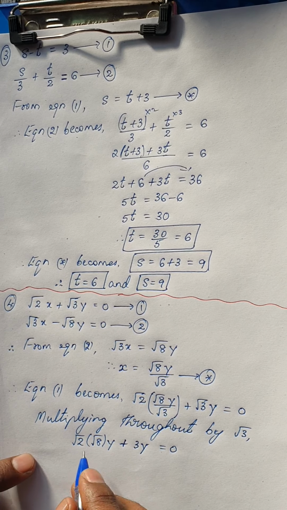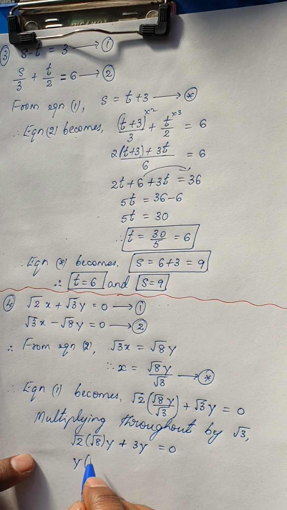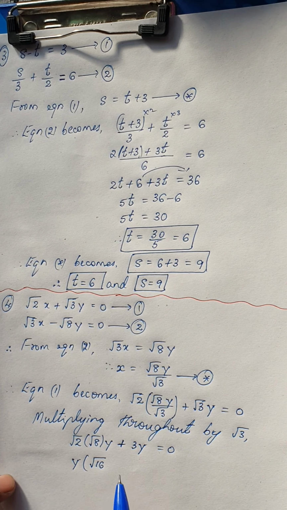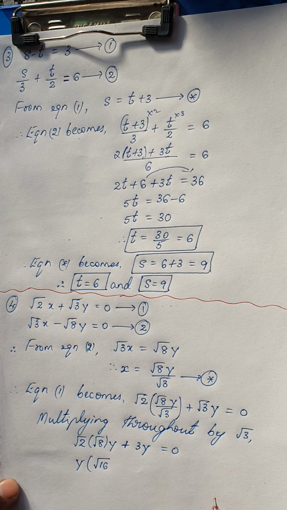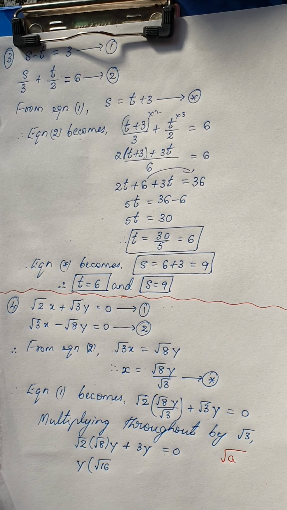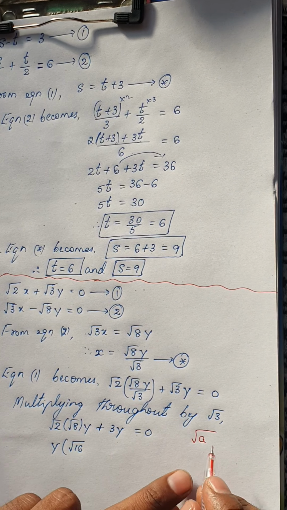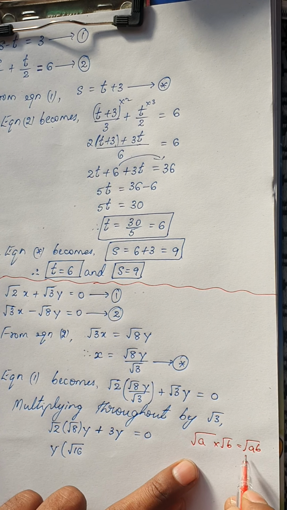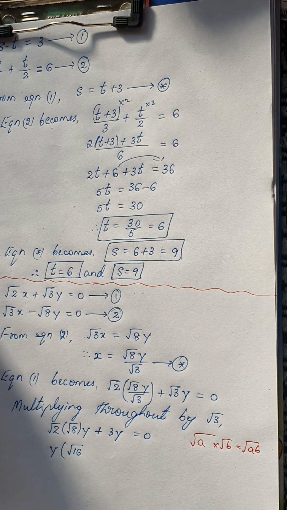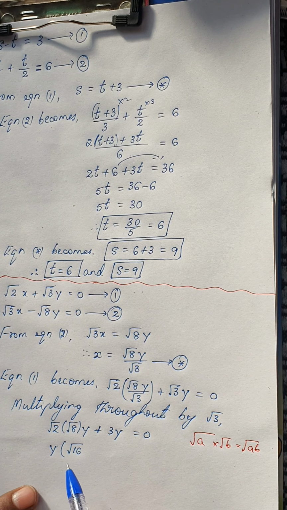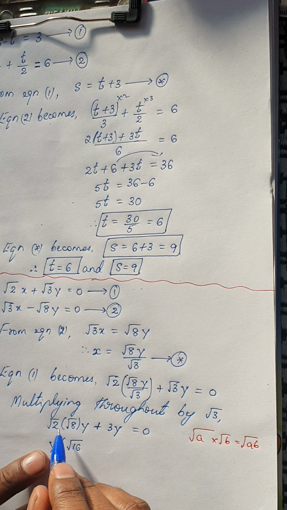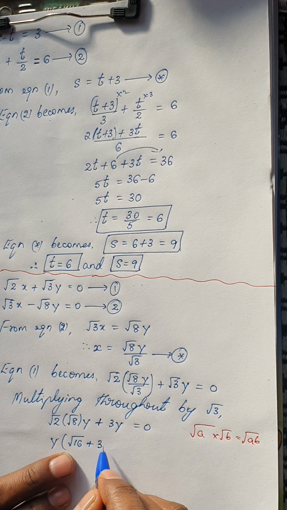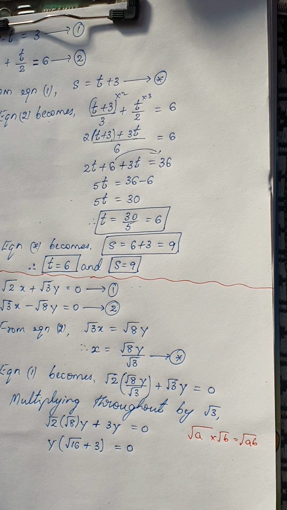Now in both the terms I have y common. If you remove it outside, I have root 8 into root 2. You can also write it as root 16, because we know that root a into root b, if both root values are not zeros, can be written as root ab. Is it clear? So I am using it here. So root 2 into root 8, I am taking it as root 16. From this term, if I take y outside, I will get root 16, plus if I take y outside, I will get 3. This is nothing but 0.